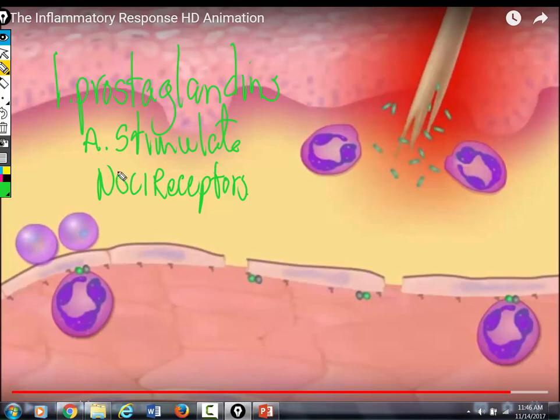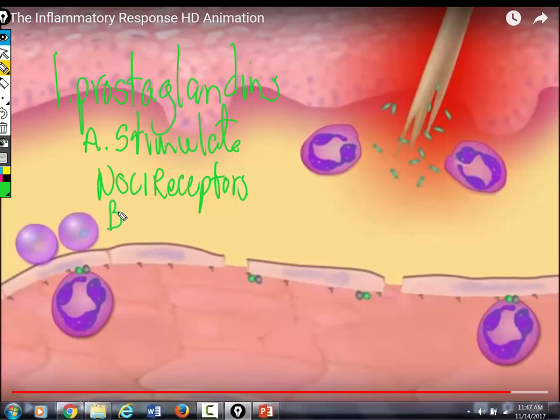Noxious is painful. Prostaglandins stimulate nerve pain fibers in the damaged area. Why do you want pain? Right, to activate the sympathetic nervous system, and pain tells you something's wrong. When the patient says, doc, it hurts when I do that, and the doctor says, don't do that, that's good advice. So pain tells you that there's something wrong. And pain can be localized so you know where the damaged area is. Guys, please, tell me you're following this.